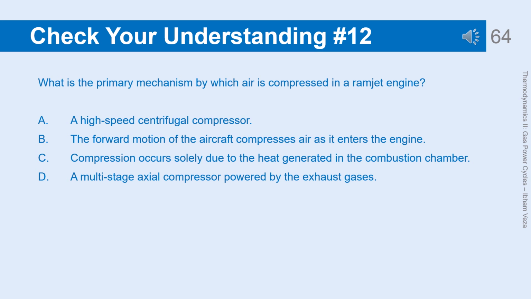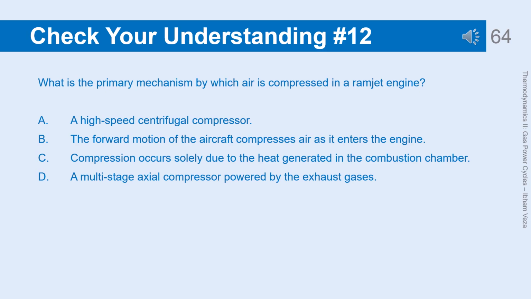Answer B. The forward motion of the aircraft compresses air as it enters the engine. Explanation of why other answers are wrong. A. A high-speed centrifugal compressor. Incorrect, because ramjet engines do not use mechanical compressors. Air compression is achieved through the aircraft's forward motion.